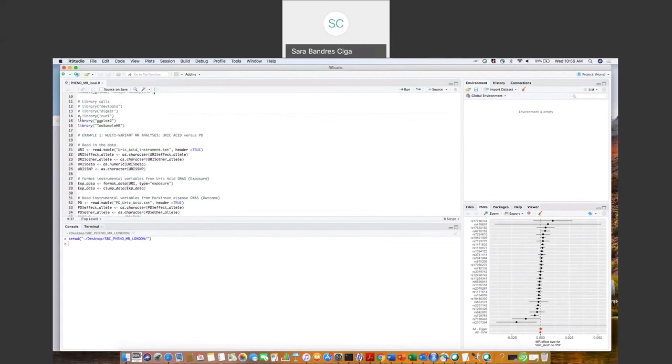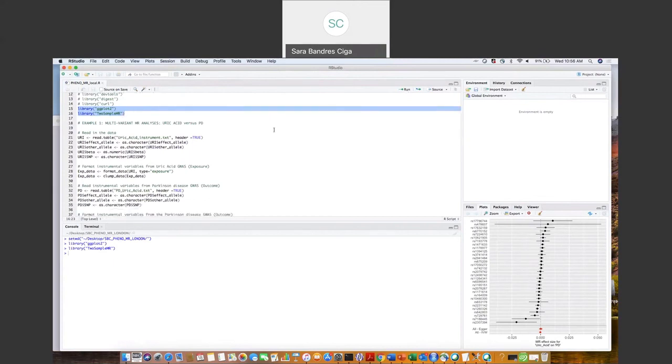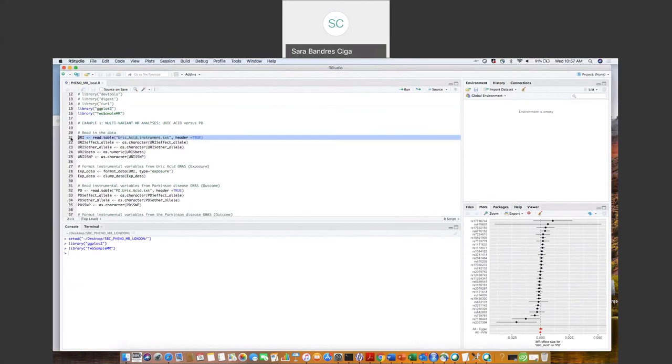I'm going to load the 2 libraries. The libraries that I need for this are ggplot, because we are going to generate a forest plot to visualize our results, and the other library is TwoSampleMR, the package that we are basically using. Within that folder, you have all the files that we need to run this. The file that corresponds to the GWAS summary stats for the exposure is called uric_acid_instrument. I'm just going to read it.